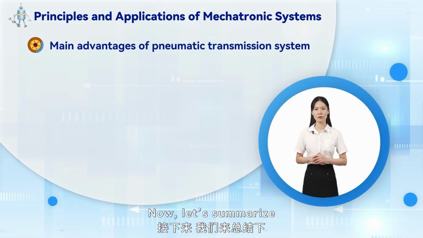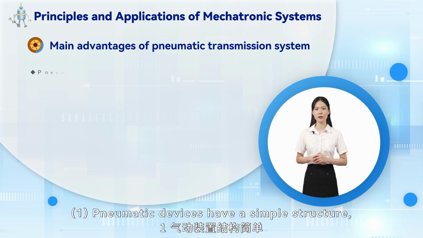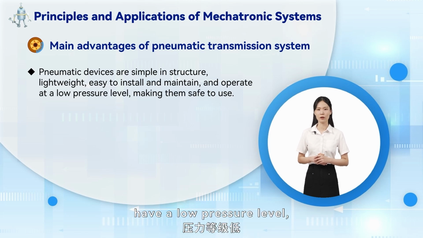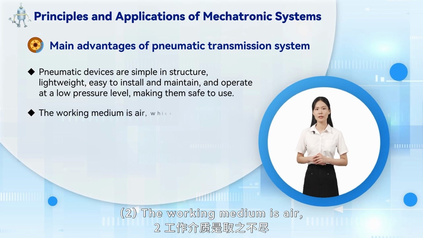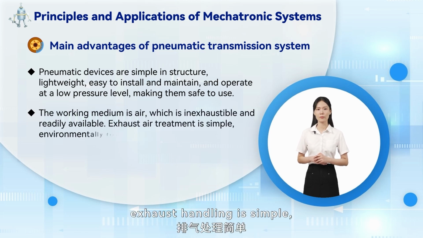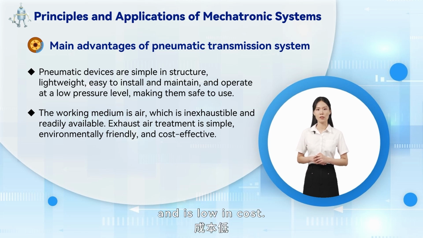Now, let's summarize the main advantages of a pneumatic transmission system. 1. Pneumatic devices have a simple structure, are lightweight, easy to install and maintain, have a low pressure level, and are therefore safe to use. 2. The working medium is air, which is inexhaustible. Exhaust handling is simple, does not pollute the environment, and is low in cost.